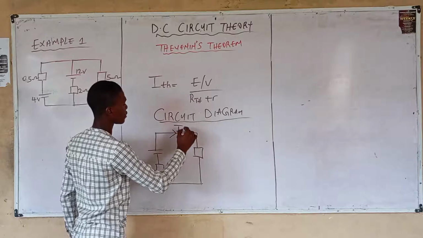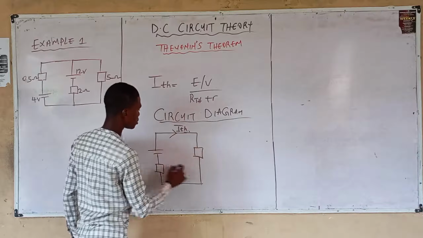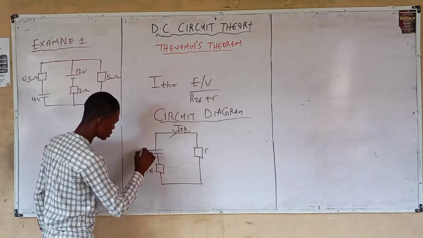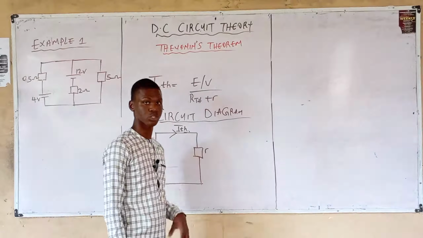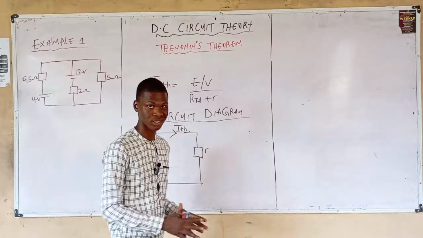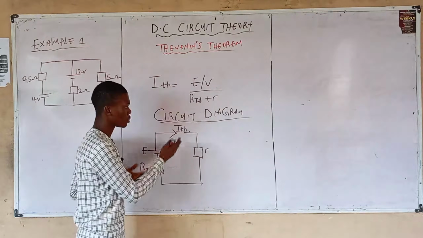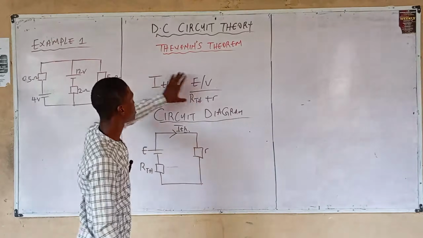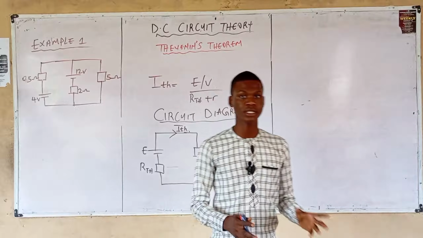This is your I Thevenin. This is your load resistor. This is RTH, and this is your voltage source. Meaning, whenever you are given a circuit problem to analyze, your first task is to simplify that circuit to this diagram, the Thevenin circuit, and implement this formula. Then you are good to go. So that's all there is to Thevenin's theorem.